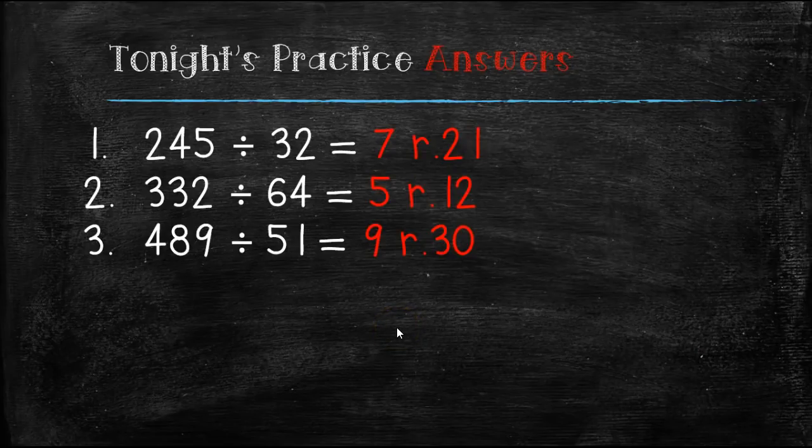245 divided by 32 is 7 with a remainder of 21. 332 divided by 64 is 5 with a remainder of 12. And 489 divided by 51 is 9 with the remainder of 30.